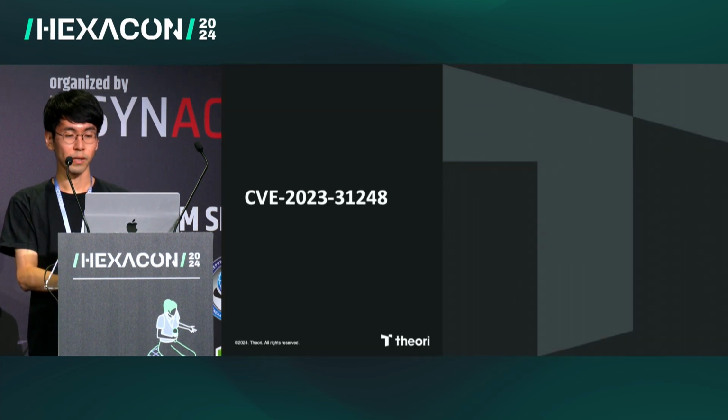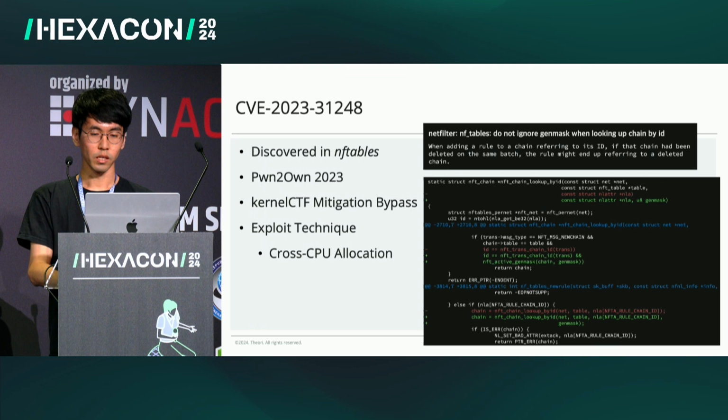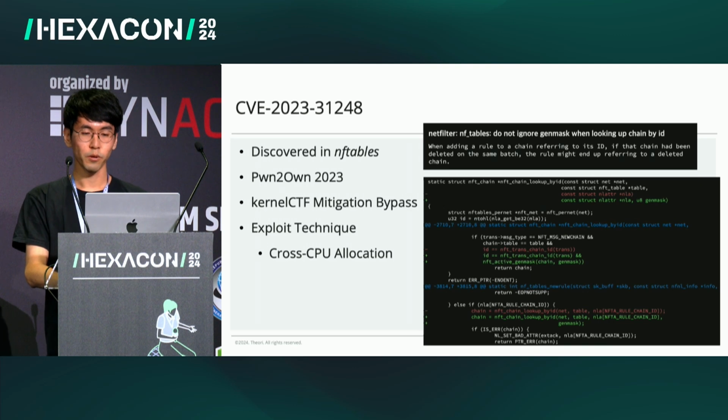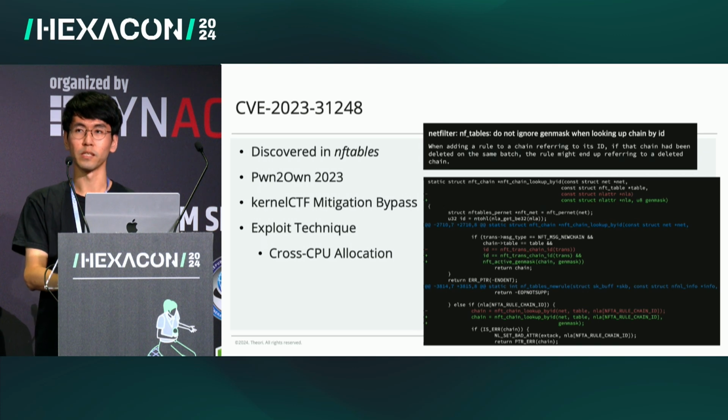Now, let's talk about the first vulnerability. The first vulnerability is this. It was found in nf_tables, and I exploited it at Pwn2Own 2023. I also successfully exploited it in the mitigation kernel of kernelCTF. To exploit this vulnerability, I used a technique called cross-CPU allocation, which is the subject of this talk.